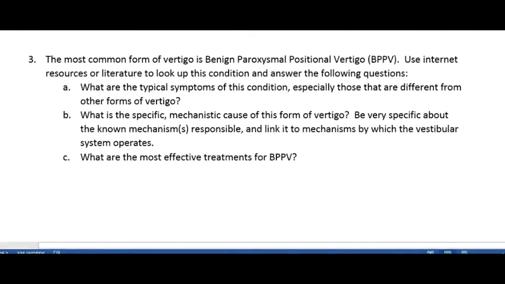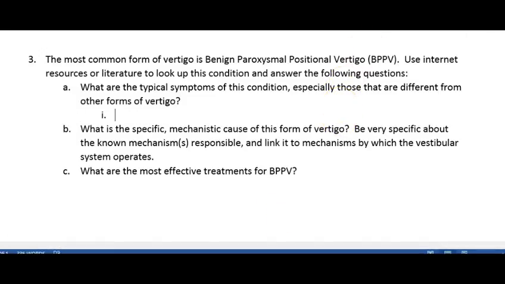All right, number 3. This one's cool too. It's very closely related. So the most common form of vertigo is benign paroxysmal positional vertigo, BPPV. So what are typical symptoms of this condition? What did you guys put down as typical conditions of this? I just need volunteers at this point. I don't want to call anybody. Anybody want to take a stab? What did you put down? Yeah, go ahead. Thank you.